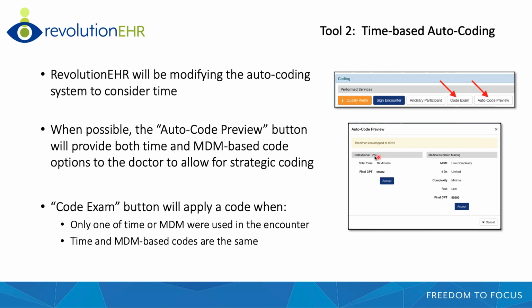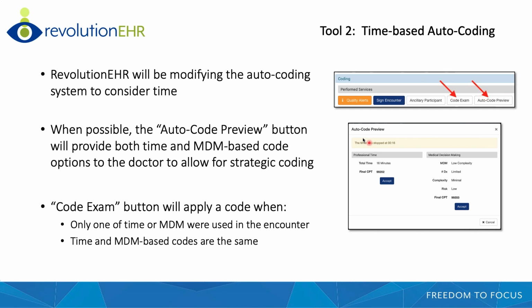But if I use both features, both the timer and the medical decision making screen, then this becomes a really powerful tool for me because it will show me the potential code via each approach. And this allows me to do certain aspects of strategic coding and making decisions about selecting the code that's going to reimburse me better. In this scenario, I can see that the encounter qualified for level 2 based on time, level 3 based on medical decision making. So if I wanted to be reimbursed at the best level for this visit, I could accept the medical decision making based codes.